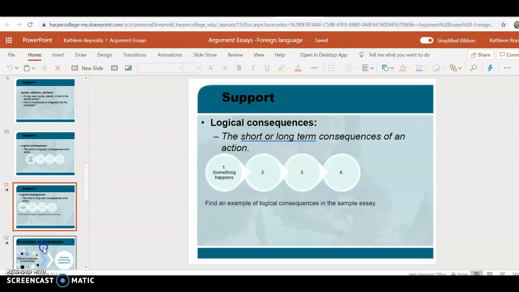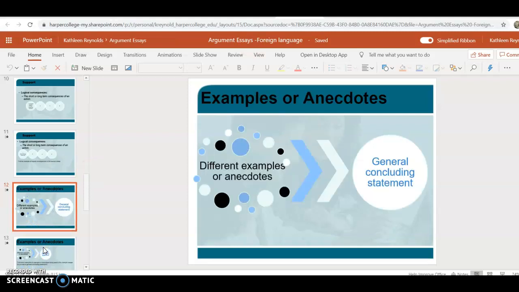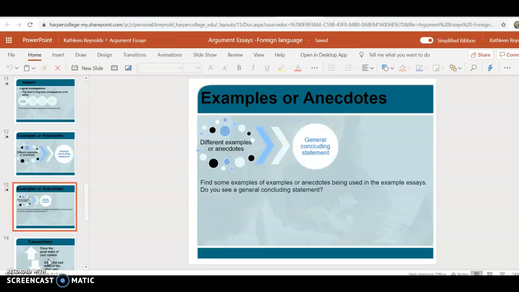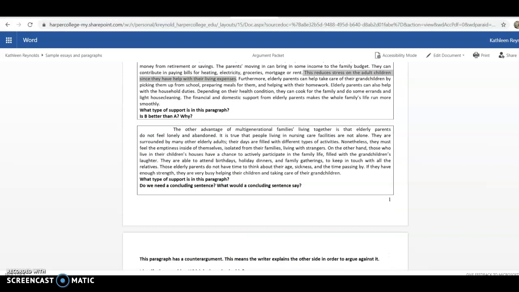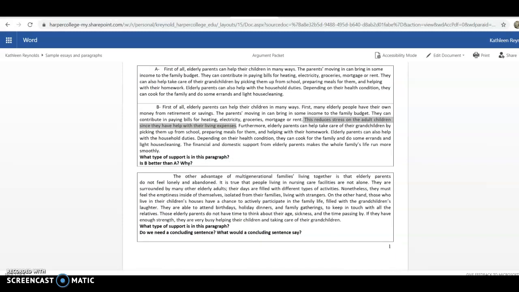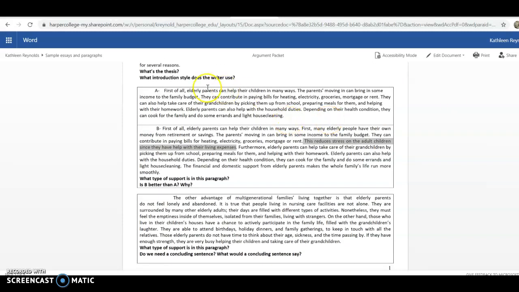Okay, let's look at another form of support, which is examples or anecdotes. As I mentioned, you can have different examples or anecdotes, including personal stories, but when you finish them, you need to make a general concluding statement. This means you need to explain the point of your example or anecdote and what it means, okay? I'll show you again in the sample essay, okay, what we could see.